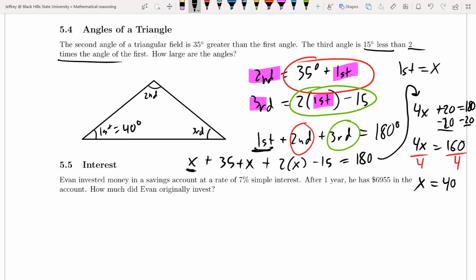So if I take 35 plus 40, I'll end up with 75. And our third angle is going to be 2 times our first angle, which was 40 degrees, minus 15. So 2 times 40 is 80, minus 15, and this gives us 65 degrees. Now, of course, this triangle is not drawn to scale in any way, shape, or form. So just keep that in mind. It's not going to look exactly like this for the picture, but those are our 3 angles.